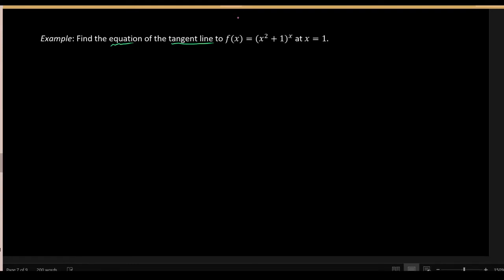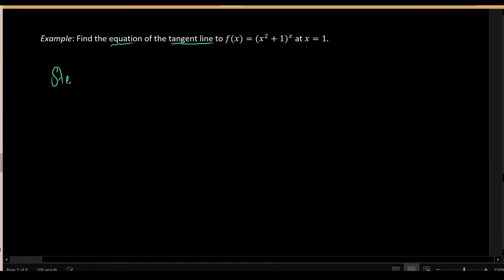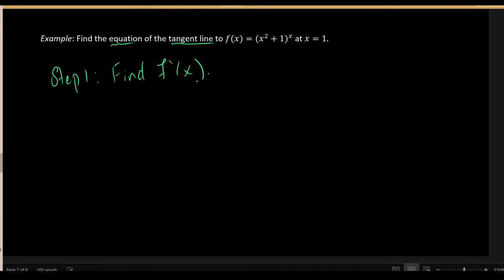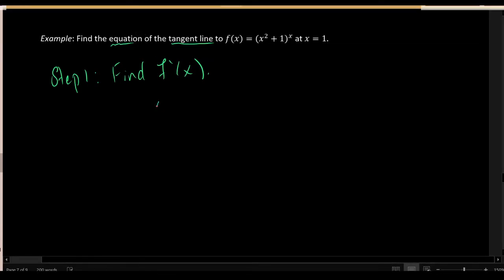Now, in order to stand any chance of answering this question, the first thing that I need to do is find f prime, because f prime is what's going to tell me the slope of the line. So step 1, let's find f prime. Now in this case, we have a function of x, and the power is also a function of x. So this is a prime opportunity to use logarithmic differentiation.